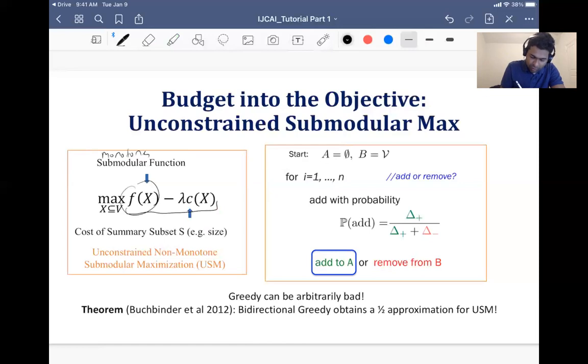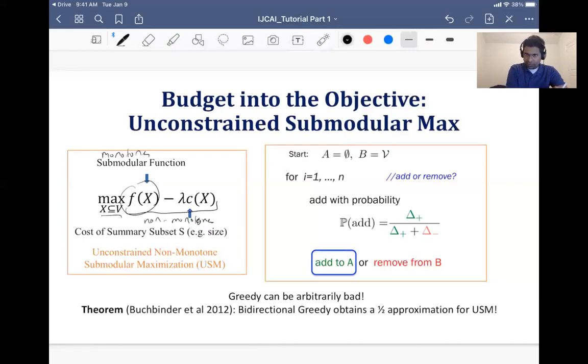so even if f is monotone, this entire thing is actually non-monotone, because I've subtracted c(X). It's still submodular because c is additive or modular, but it's not monotone. But now I don't have a size constraint anymore. So I've converted this into an unconstrained problem, right? And this is now an unconstrained non-monotone submodular maximization problem.